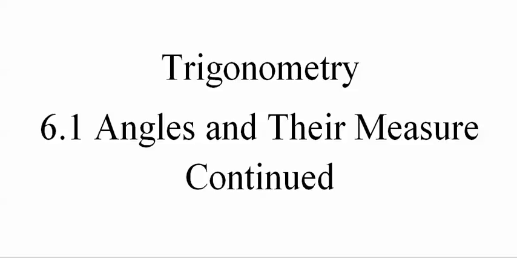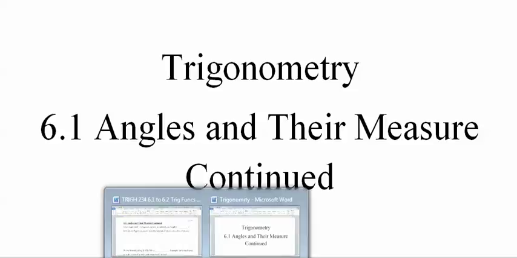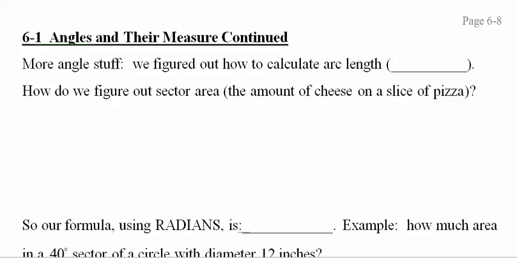Trigonometry 6.1, angles and their measure continued. So we just did arc length. And how do we figure out arc length? We had S equals R times the angle, making sure this part is in radians.